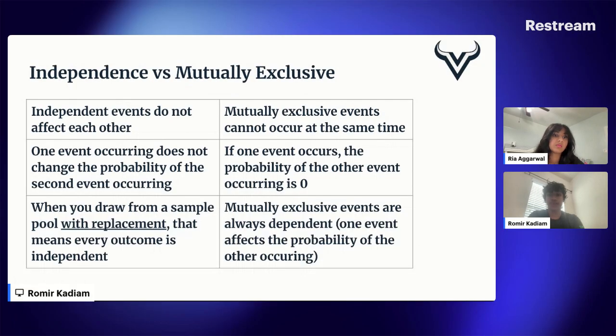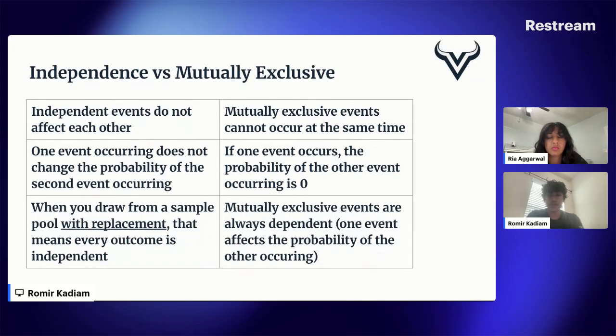So here are the differences between independent versus mutually exclusive events. Independent events do not affect each other, while mutually exclusive events cannot occur at the same time. So it's a difference in concepts. One event occurring does not change the probability of the second event occurring for independent events, while mutually exclusive events cannot occur at the same time, and the intersection probability is 0.